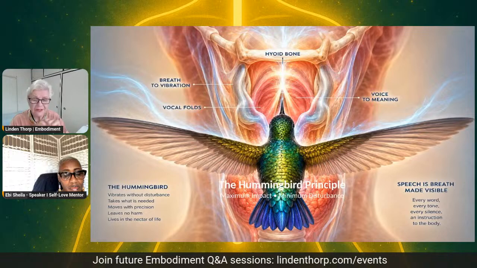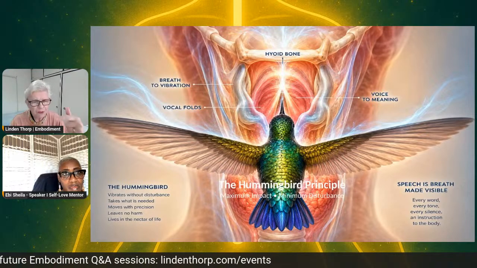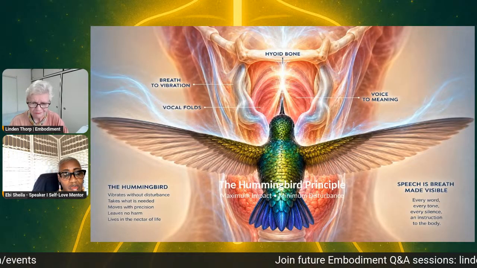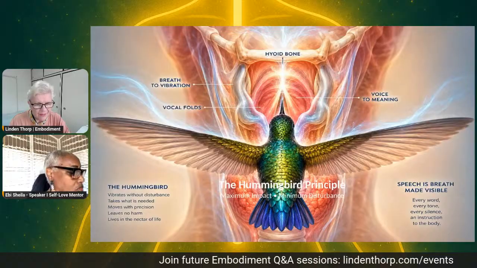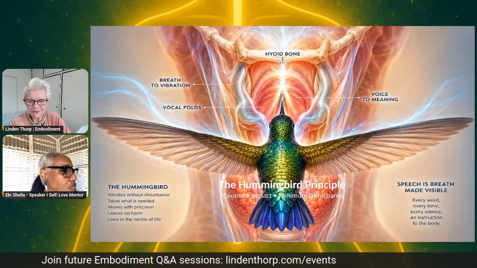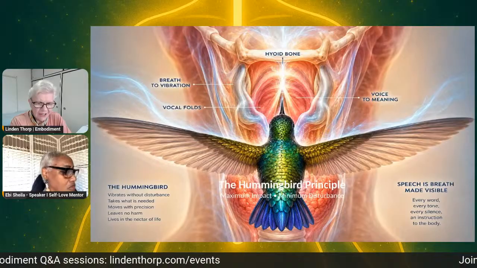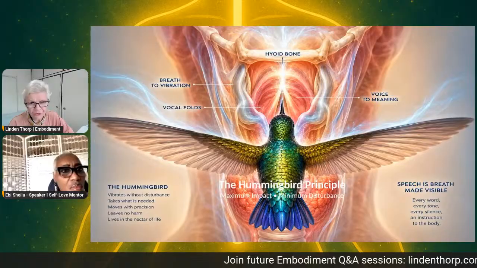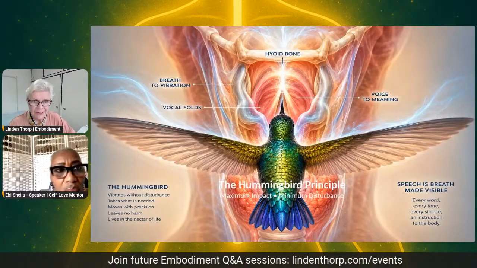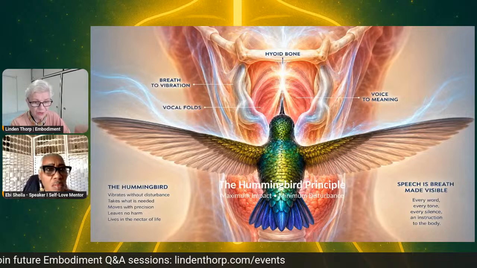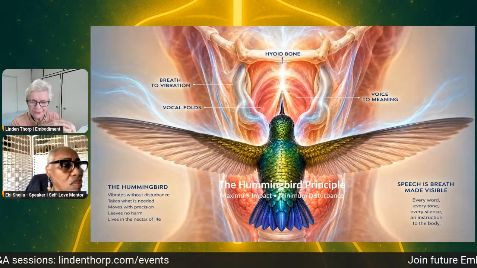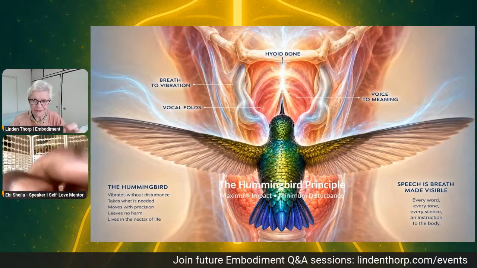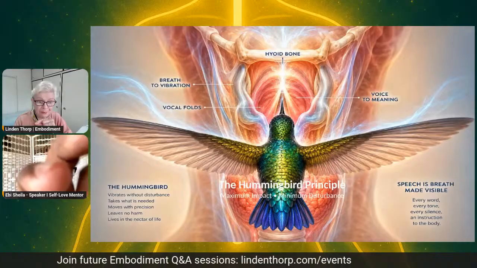Speech is breath made visible. Every word, every tone, every silence, an instruction to the body. The hummingbird is an extraordinary creature because its wings vibrate so quickly, up to 800 or 900 times a minute, so quickly that we can't really see the wings moving. And this enables it to hover. It's brilliant at hovering. And it's got a long beak.